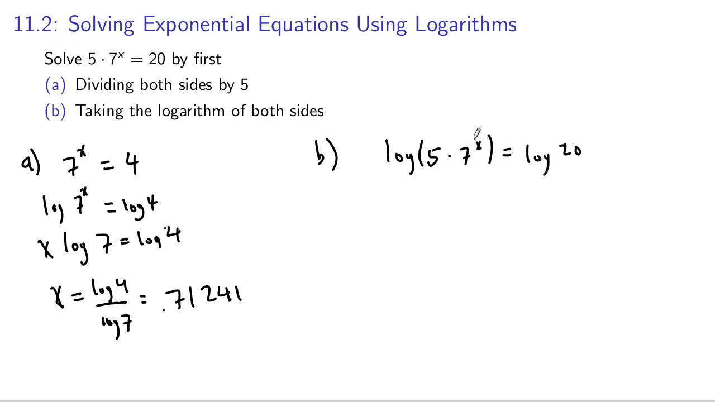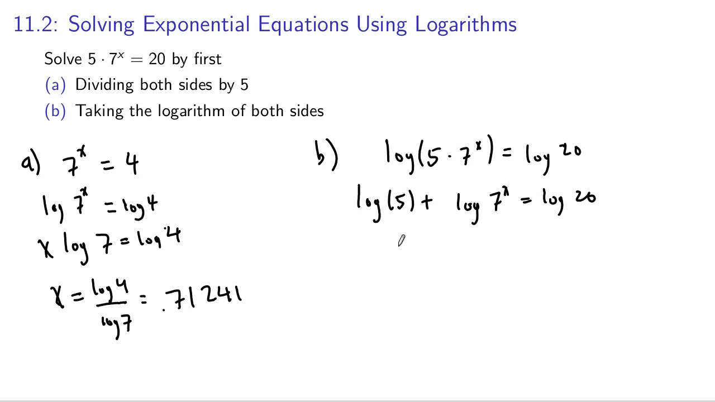Now we can't pull the exponent down in front yet, because it's not an exponent for both of these numbers. That only works if we have a number to an exponent. It is not true that x log 5 times 7 is equal to log 5 times 7 to the x. What we can do is use the multiplication rule and break this into an addition of logs. Log of 5 plus the log of 7 to the x is log of 20.